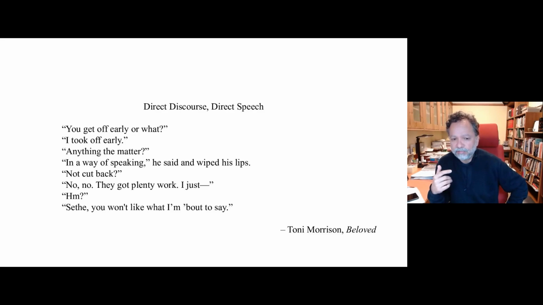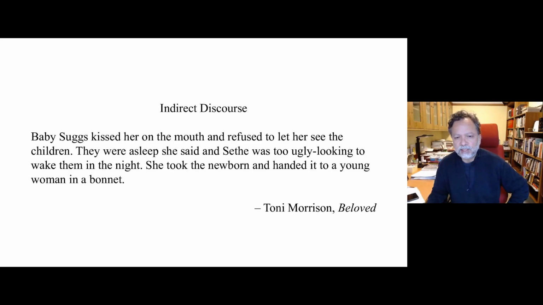So I've always found myself doing a lot of work on this, right? Of going back and forth and deciding exactly what the right degree is. So we have direct discourse, and then we have what one could call indirect discourse, or what scholars call indirect discourse. This is again Toni Morrison. "They were asleep, she said, and Seth was too ugly looking to wake them in the night," right?